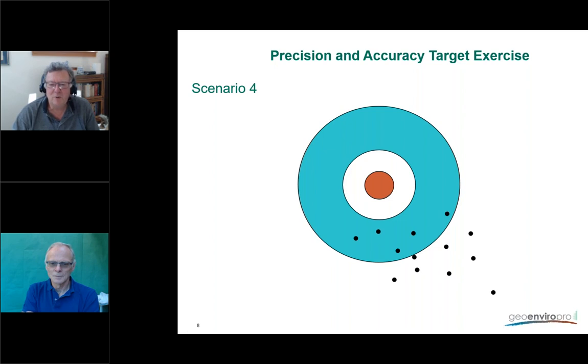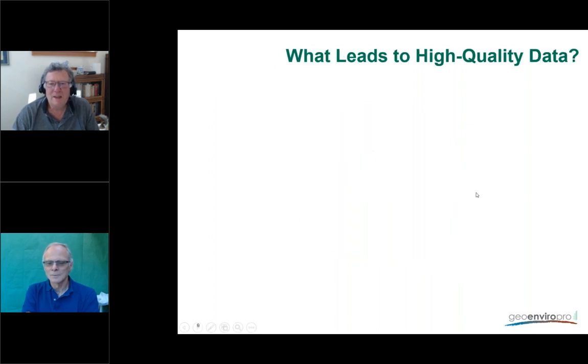And then finally, scenario 4, imprecise and off target. This is time to throw your data out. And I've rarely seen that happen in an environmental consulting report, because usually we're not that bad. But what leads to high quality data?